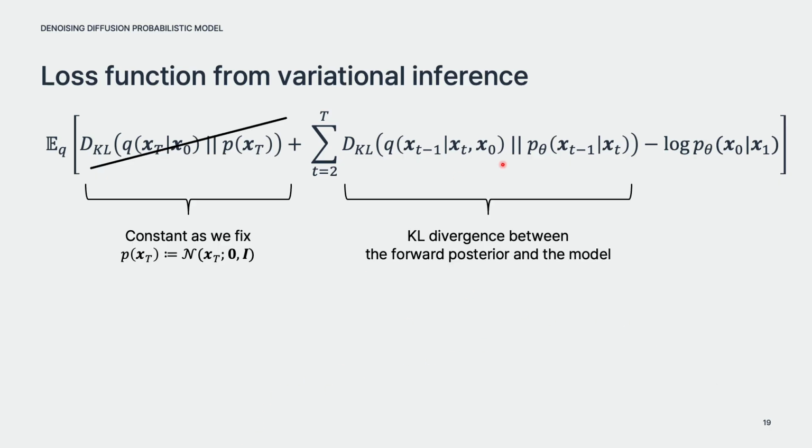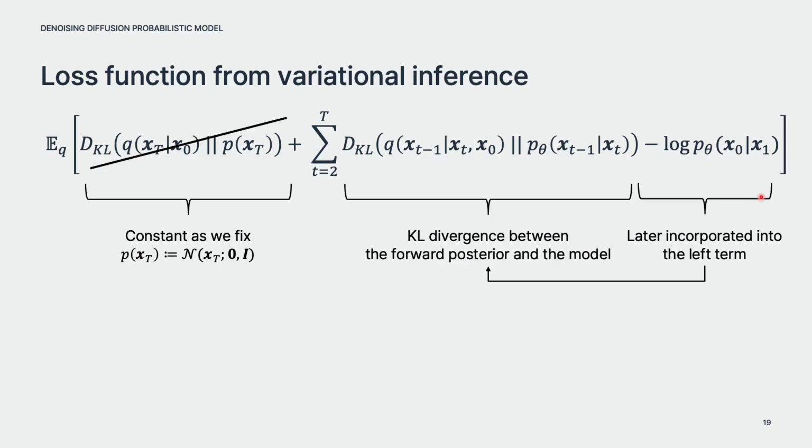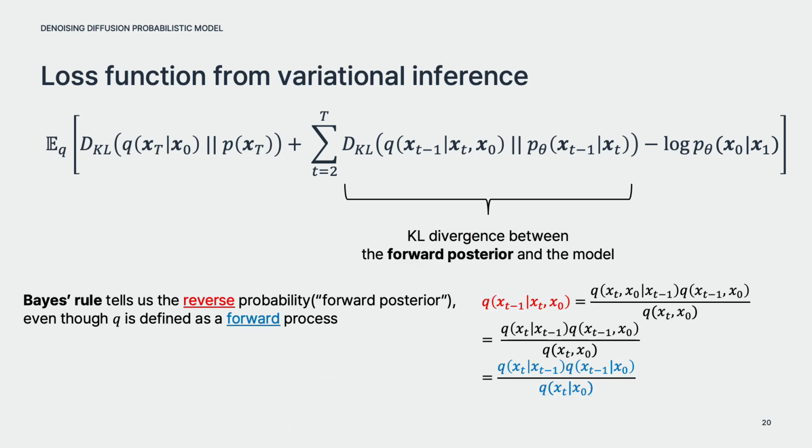And this term is the KL divergence between the forward posterior and the model. We will dive deeper in the next slides. And this last term will be incorporated into the left term. Before seeing how this loss is derived from variational inference, let's first break down the second term.